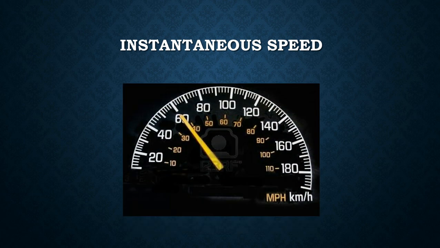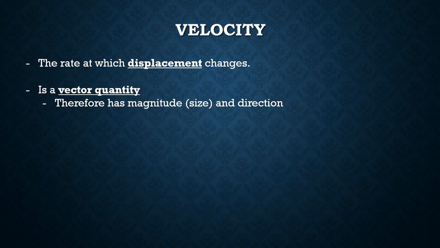Instantaneous speed is quite different to speed. Speed represents your average speed for the journey, whereas your instantaneous speed might change over time. Your instantaneous speed is your speed at a particular instant, and a simple way of looking at this is by looking at a car speedometer. That tells you at a particular moment in time what speed you are going.